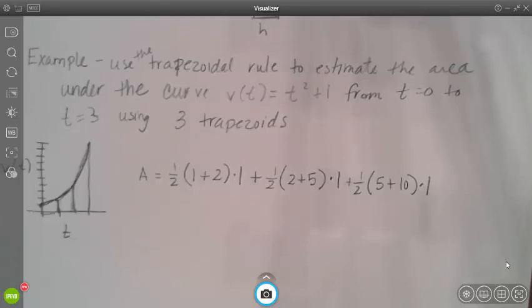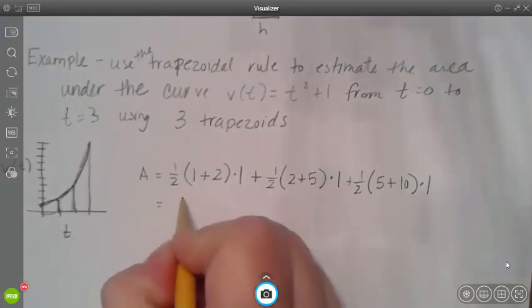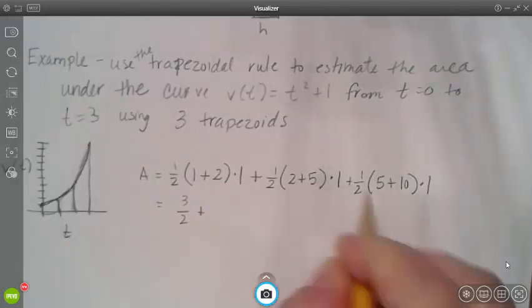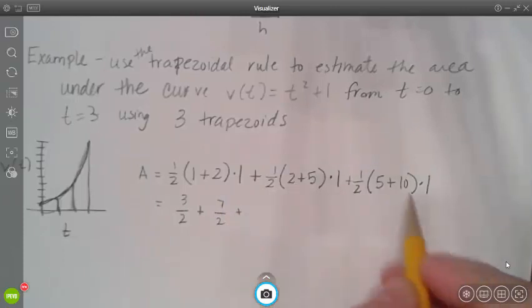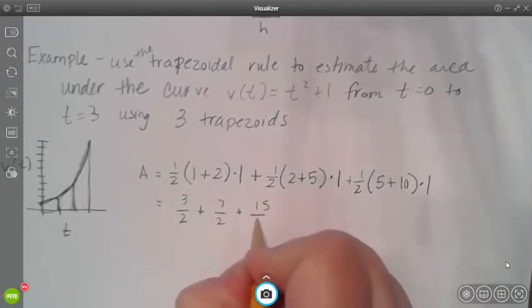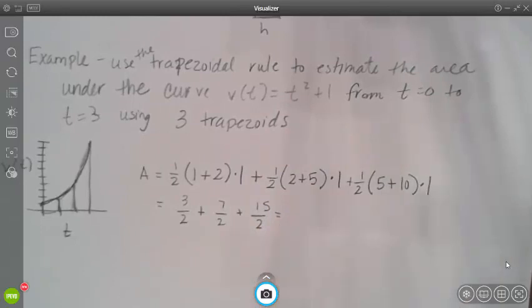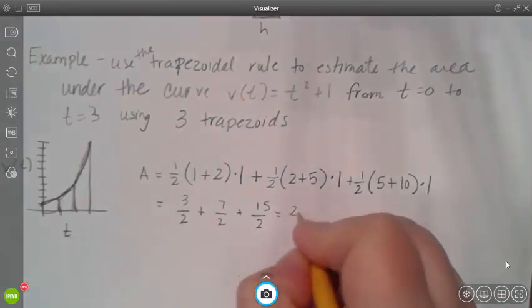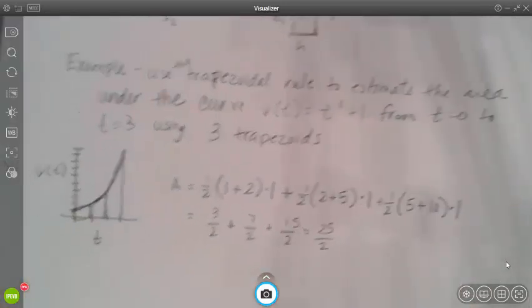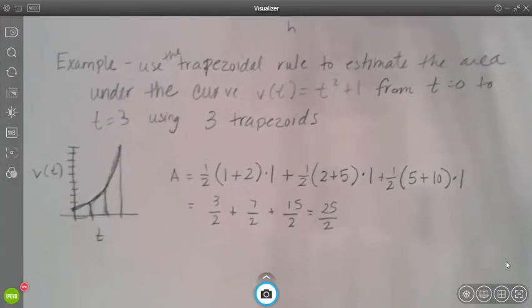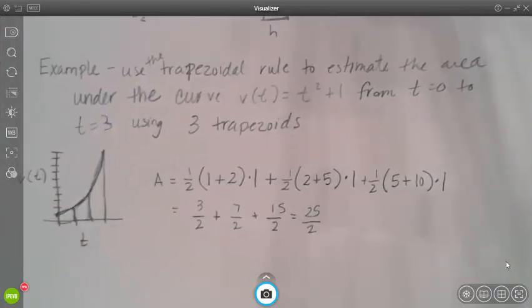Like some of you probably will get this faster. So we've got, it looks like 3/2. I'm doing this without my calculator, just for the record. Plus 7/2 plus 15/2, which gives us 25/2. Should be able to do that. Okay? So that would be the area, or the total distance traveled of this particle in the first 3 seconds. Okay? A much better estimate.